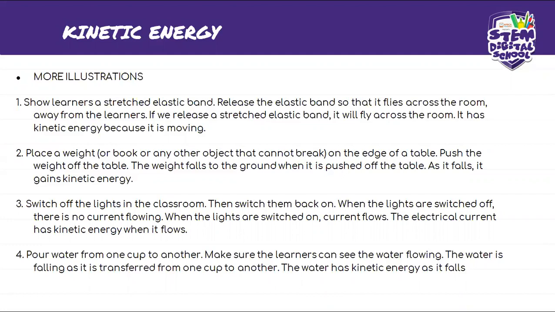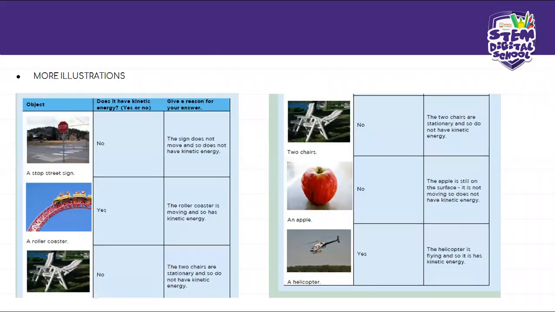The bulb. Now, another illustration is when you have got what? A cup of water and then you are pouring it into another. That is kinetic energy because the water is moving from one end, in this case the cup that you are pouring from, to the other one that is collecting the water. So the water is having what? Kinetic energy as it falls. Okay. All right. Now, more illustrations.